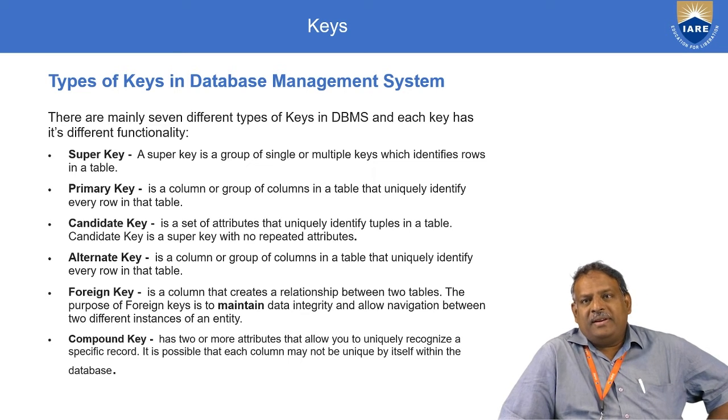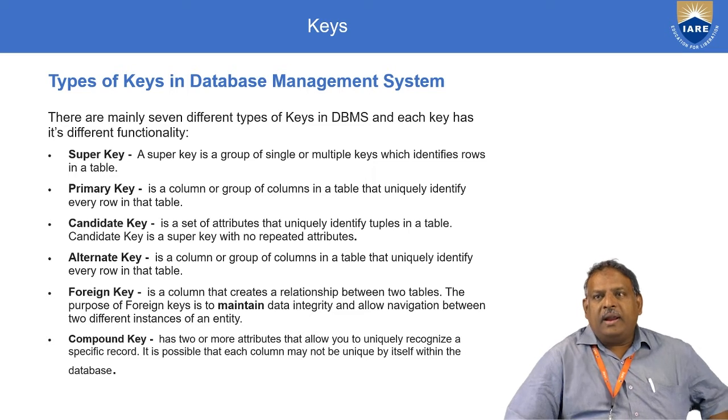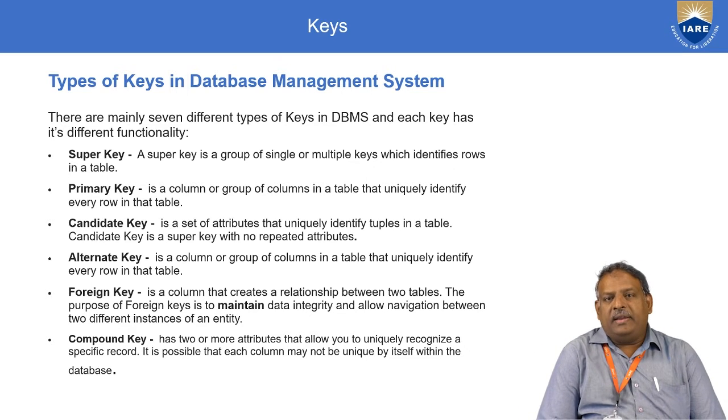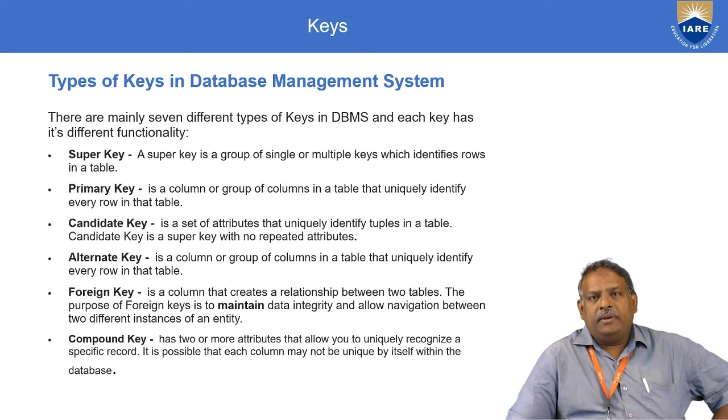There are mainly 7 different types of keys in the DBMS, and each key has its own functionality. Now let us see each key in detail. First is a super key. A super key is nothing but a group of single or multiple keys which identifies the rows in a table.